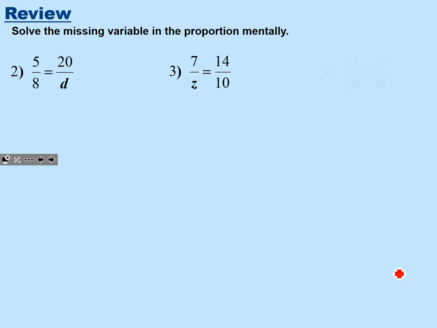For the next three problems, it says: solve for the missing variable in the proportion mentally. Now these are easy proportions to solve because you either multiply top and bottom by the same number or divide the top and bottom by the same number. For number 2, I want to solve for d by multiplying the numerator and denominator by 4. So d will equal 32.